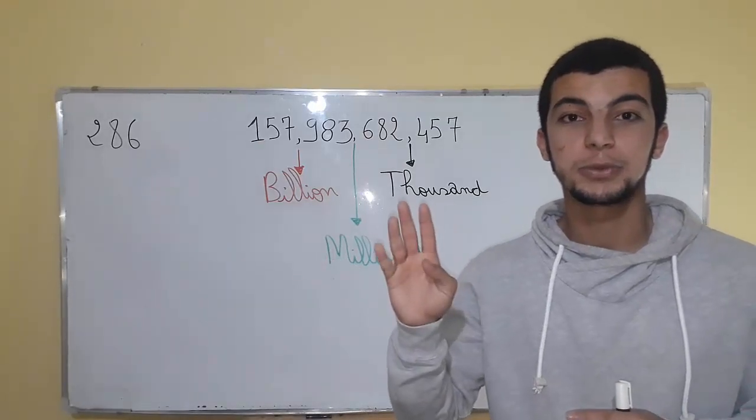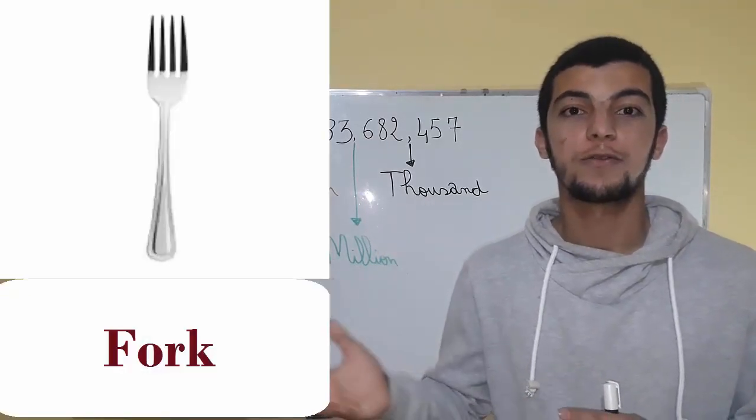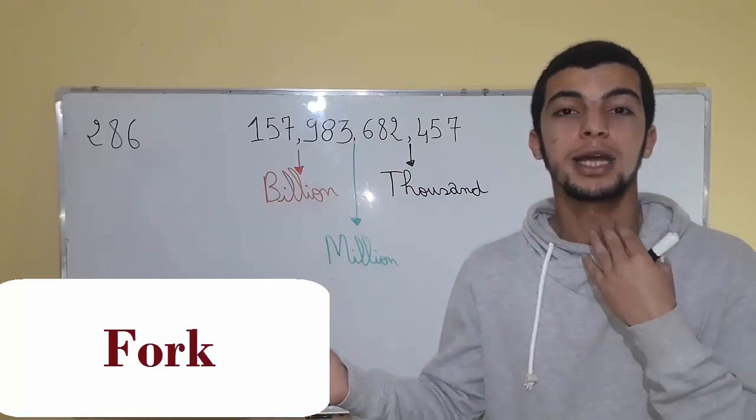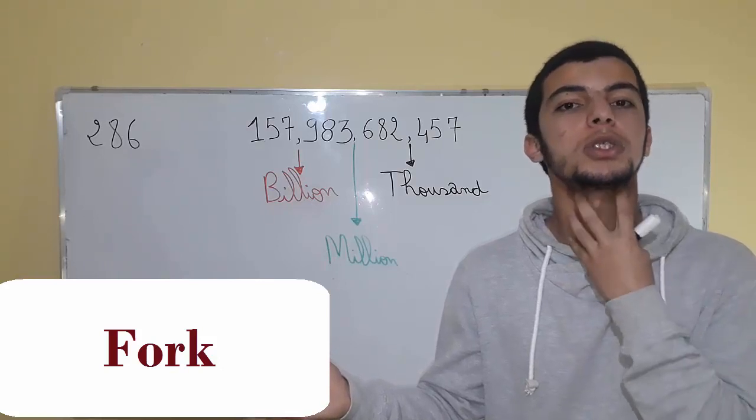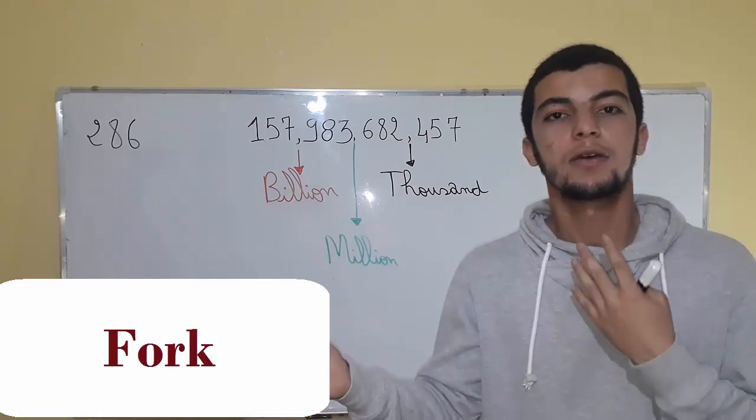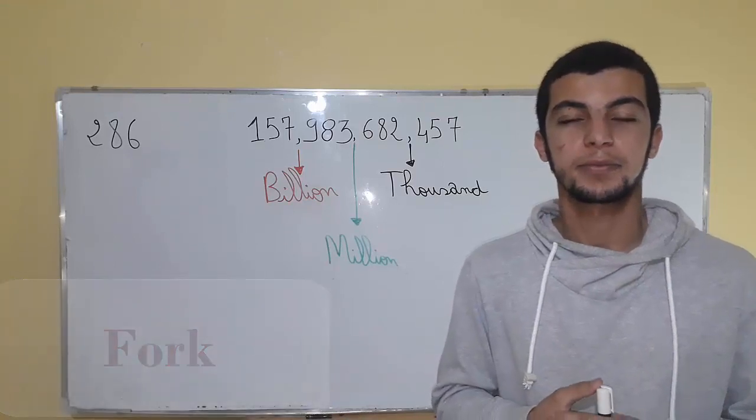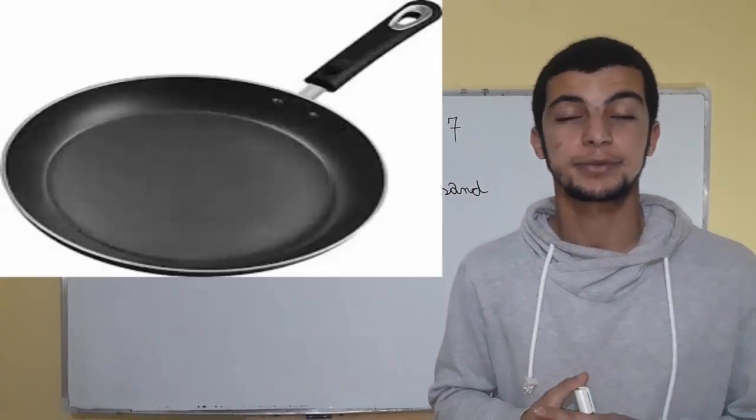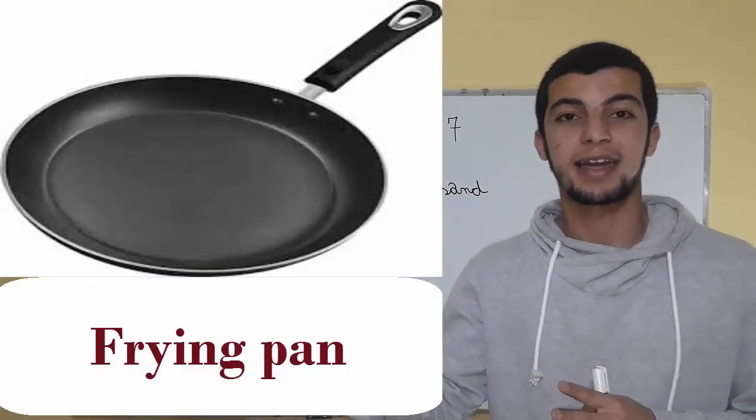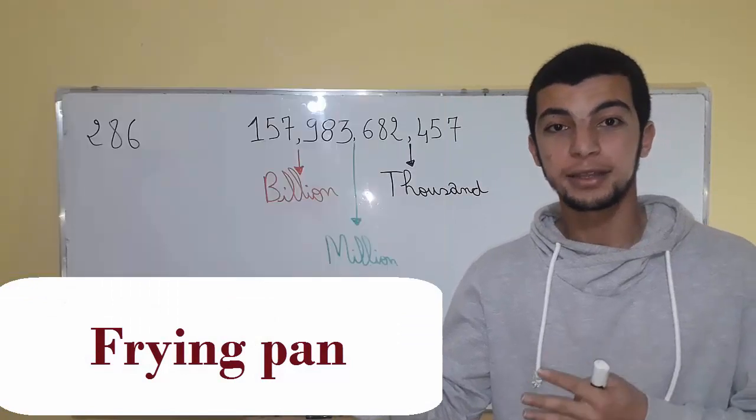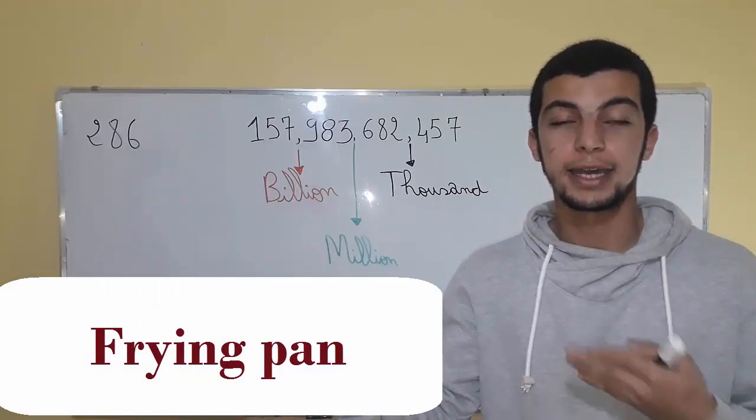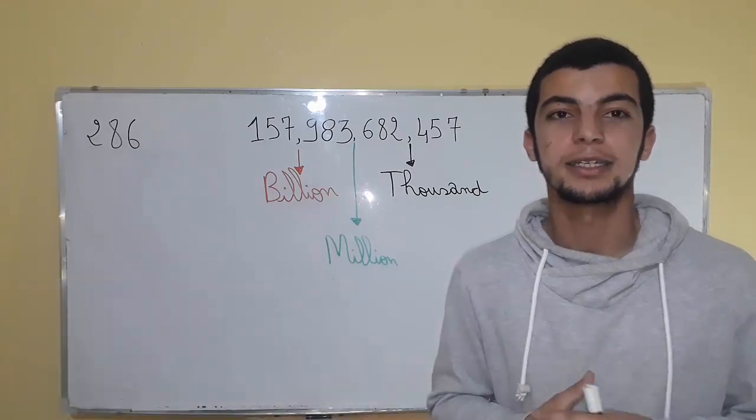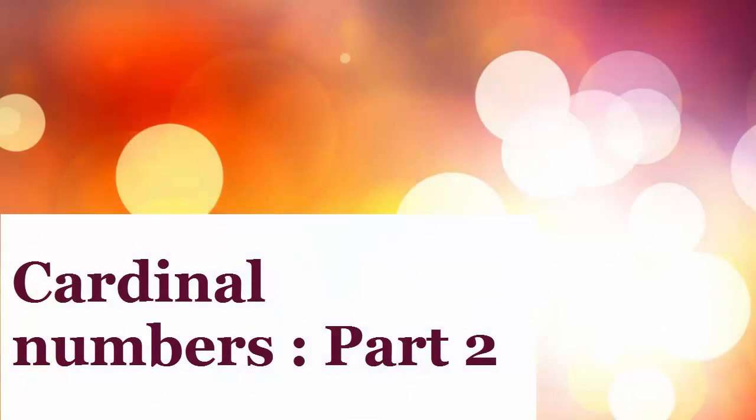The fourth word is fork. Fork. You pronounce the R with your throat. Fork. And the fifth word and the last is frying pan. Frying pan. Again we say frying pan. Great. Now let's move to our lesson.